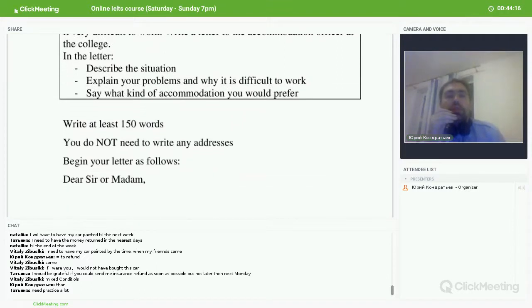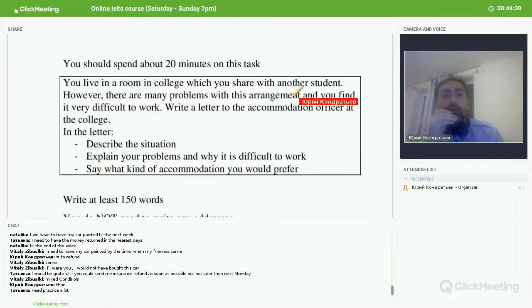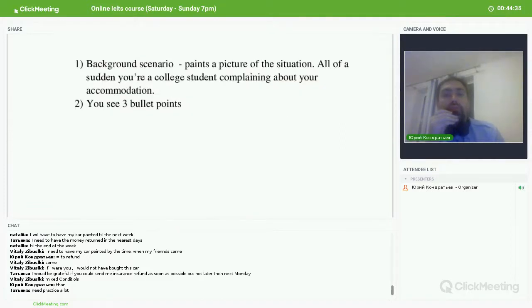So here is the letter. You say, so, traditional instructions: write at least 150 words. You do not need to write any addresses. Begin your letter as follows: Dear Sir or Madam. So you can understand that this is a formal letter. You're writing to the accommodation officer. You probably do not know this person, so you have a background scenario. It paints the picture of the situation, and all of a sudden you're a college student. So you become a college student and you're complaining about your accommodation, and you can see 3 bullet points.